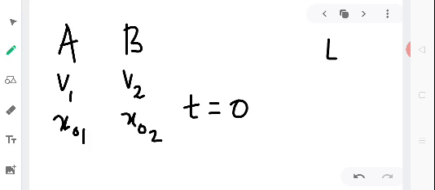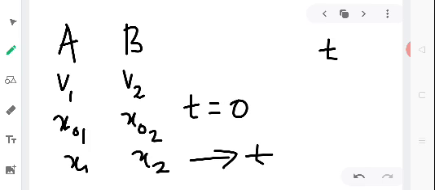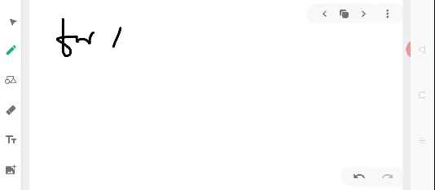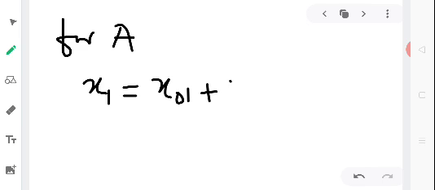If at any time t, x1 and x2 are the displacements of the two objects with respect to the origin of the position axis, then for A we can write x1 equal to x01 plus v1 t. Let us consider it as equation 1.